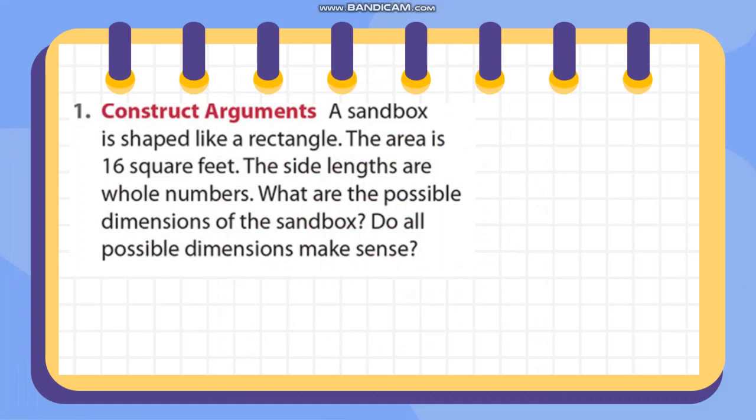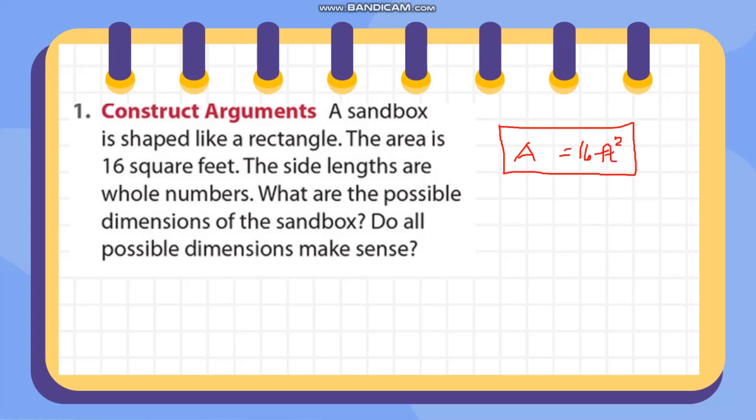Okay, so let's continue. A sandbox is shaped like a rectangle. The area is 16 square feet. The side lengths are whole numbers. What are the possible dimensions of the sandbox? Do all possible dimensions make sense? So if this is a sandbox, its shape is just like a rectangle, and the area is equivalent to 16 square feet, or 16 feet squared.